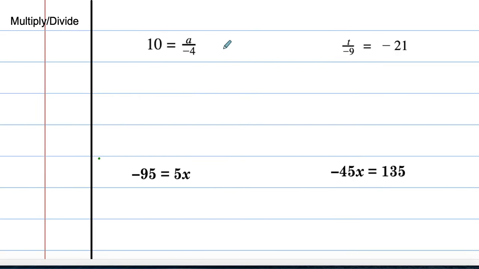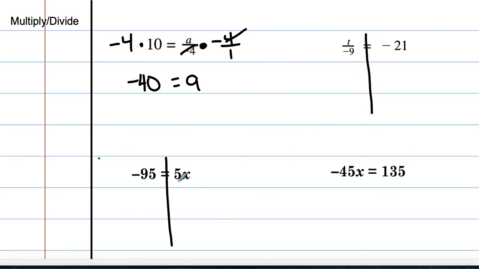All right, how do we show multiplying and dividing? Well, for instance, this already is dividing. We want to get a by itself, so the inverse of dividing is multiplying. Multiplying we show on the side because it's like fractions. Remember, this would be over 1, and you can simplify both of these to make them go away. So this is left with a equals a negative 40. Remember, yes, you must show your work.